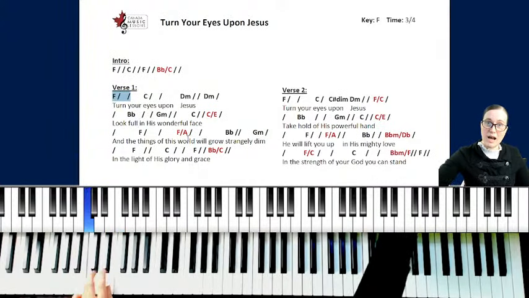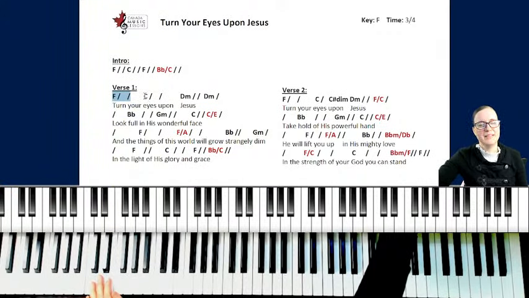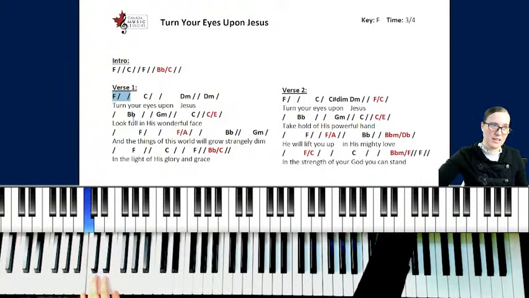Turn your eyes. And since we're in C, we would just do the white notes. Since we're in 3/4, we'll just keep it on the white notes. F, E, D, and then land on C. We could do that.